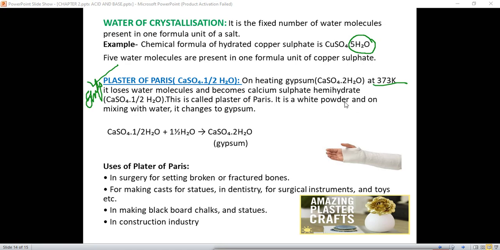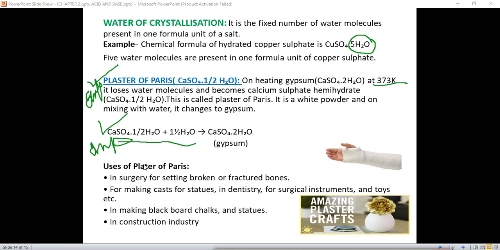It is a white powder and on mixing with water it changes to gypsum. Okay. When we heat gypsum at 373 Kelvin, it loses water molecules and forms calcium sulfate hemihydrate, plaster of Paris. But if we add water to this plaster of Paris, it will again change into gypsum. CaSO4.½H2O plus 1½ H2O gives gypsum. So you should remember this reaction. In an exam you can write the reaction to prepare gypsum from plaster of Paris. Half a water molecule is there, 1½ water molecules we have added to it and it became 2H2O.